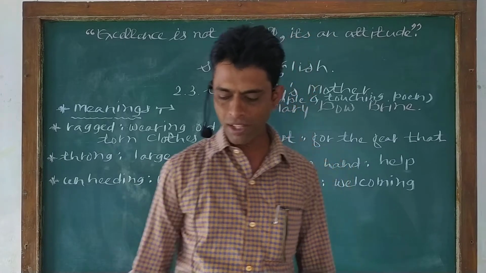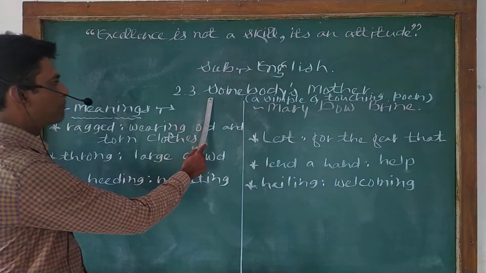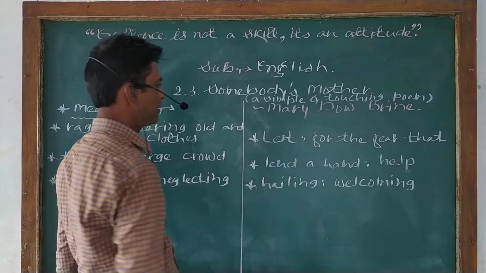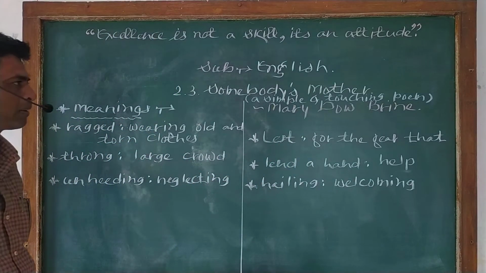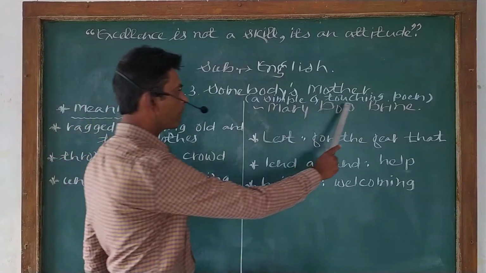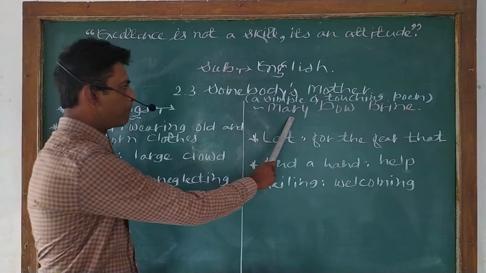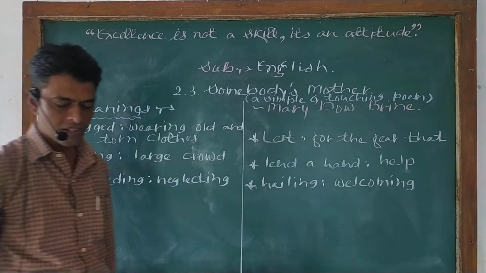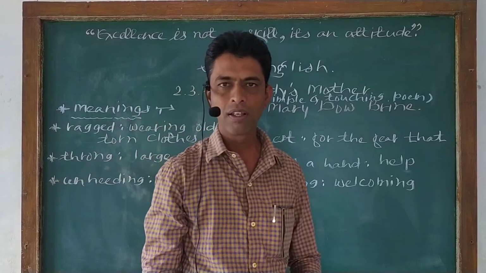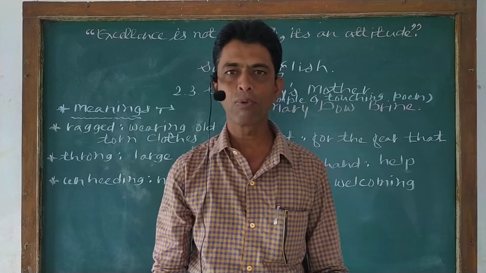Today, we shall begin with Unit 2.3, Somebody's Mother. A very beautiful and simple but heart touching poem which is written by the poetess Mary Du Bryan. Before we start discussing this poem, let me tell you the basic theme of this poem.